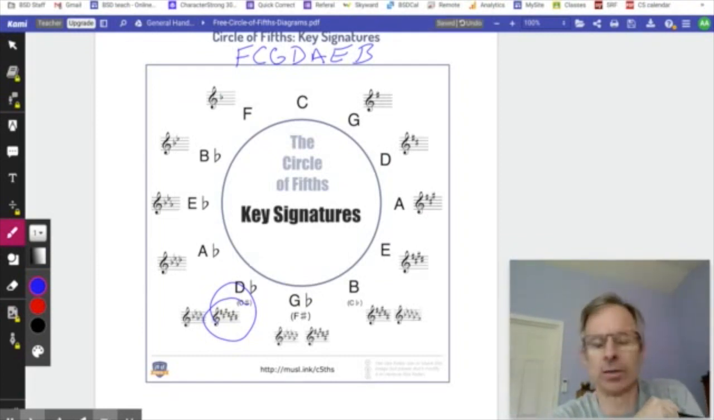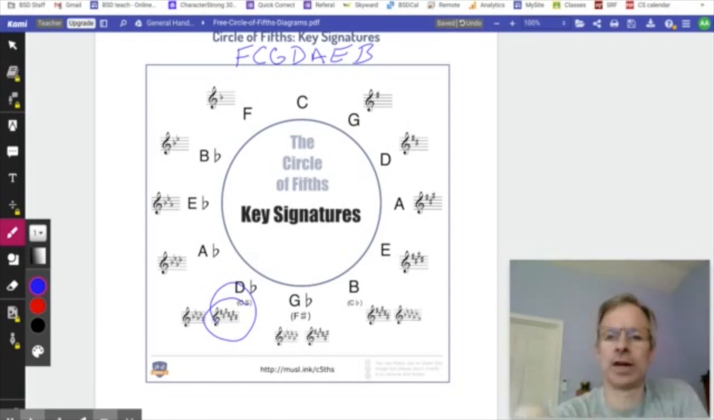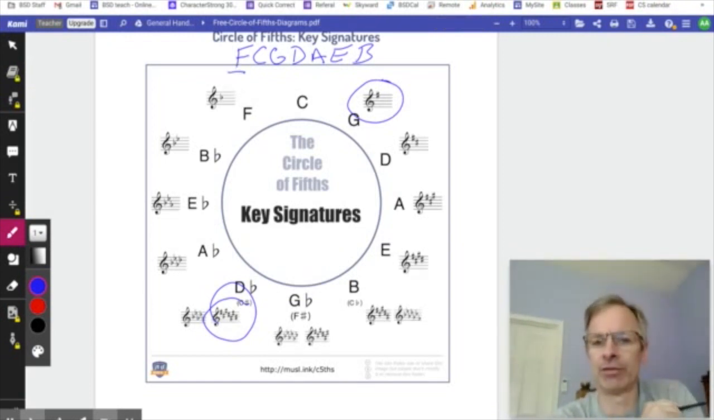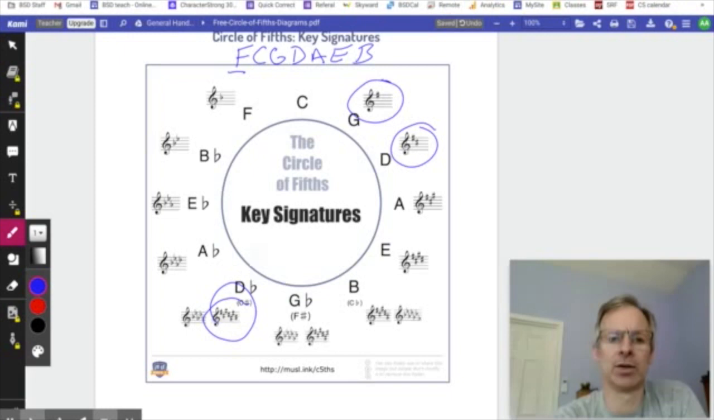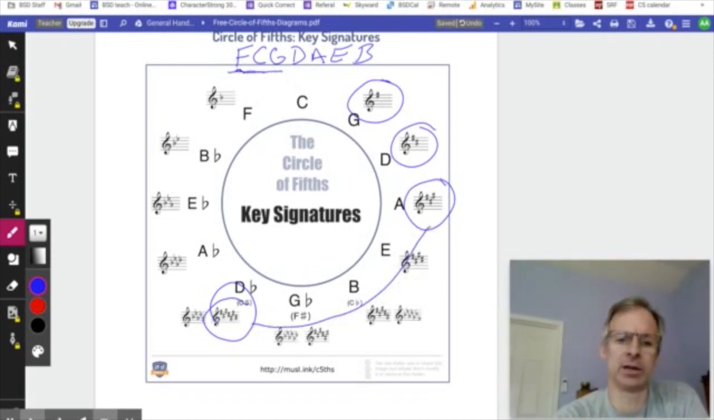F C G D A E B: fat cats go down alleys eating bones. If you remember just that sequence of letters, just that sentence, fat cats go down alleys eating bones, it's a lot easier to interpret your key signatures. So if I see there's only one sharp sign, I know that one sharp in that scale is F. If I see two sharp signs, I know those two sharps are F and C. Three sharp signs, F, C, G. And if I go all the way down here to the key of C sharp that has seven sharp signs in it, I know those seven sharp signs are F, C, G, D, A, E, B, all of those letters.